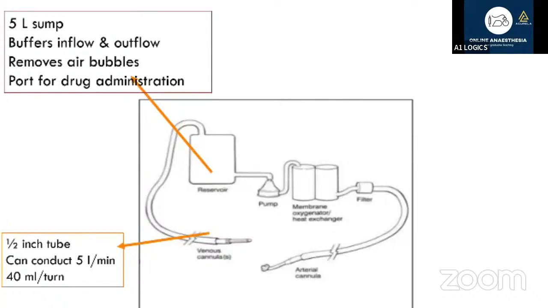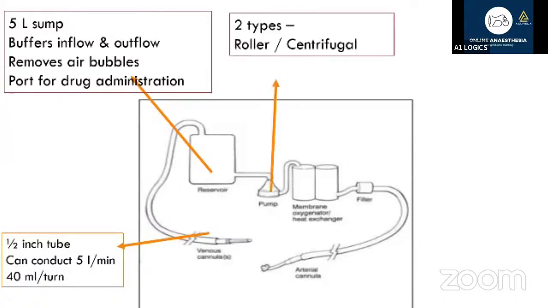It also helps to remove the air bubbles that can enter the CPB from the venous lines, and it acts as a port for drug administration. The pumps, there are 2 types: the roller pump and the centrifugal pump. The important difference is that the roller pump is an occlusive one. It uses an occlusion head and it presses on the tube to push the blood into the circulation.